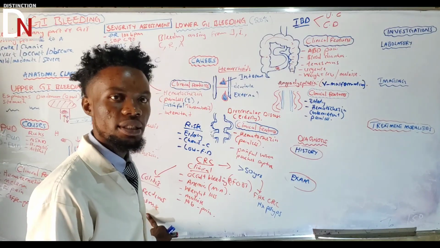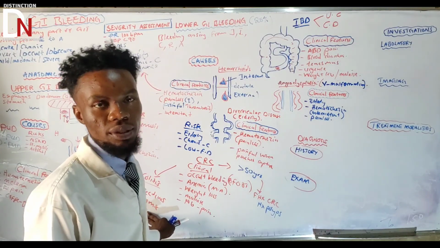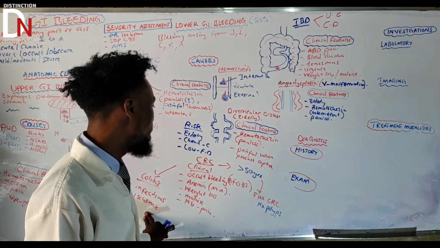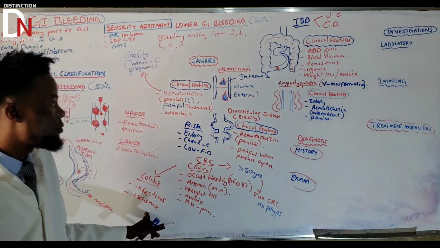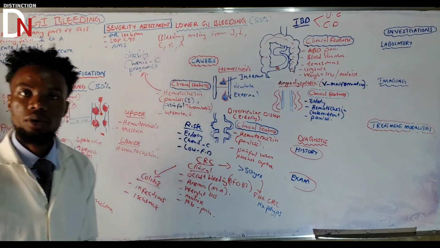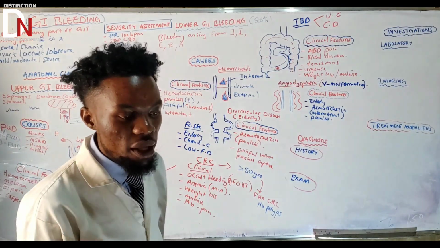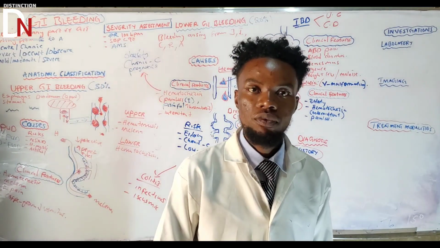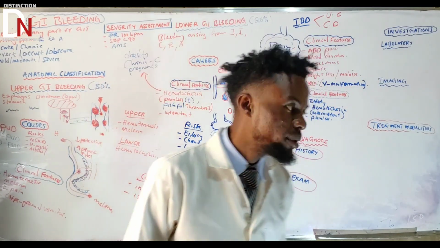In general, what we're saying is that ischemic colitis presents most of the time with bloody diarrhea. You can have bloody diarrhea like in inflammatory bowel disease. So those are important causes of lower GI bleeding.